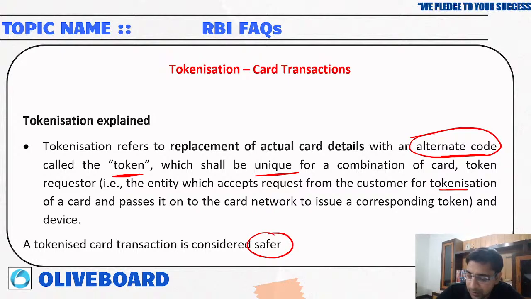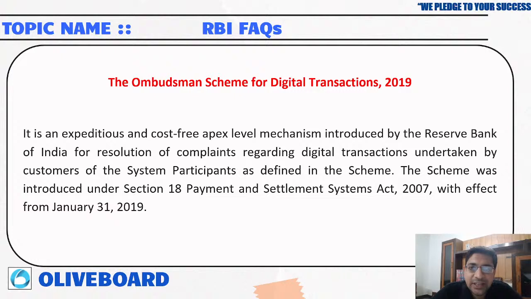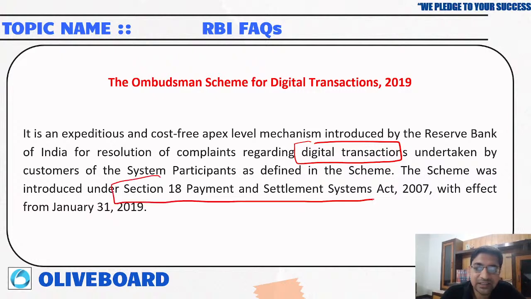Okay. Now, the Ombudsman Scheme for Digital Transactions 2019 is an expeditious and cost-free apex level mechanism introduced by the RBI for resolution of complaints regarding digital transactions undertaken by the customer, system participants and defining the scheme. The scheme was introduced under Section 18 of the Payment and Settlement Act.